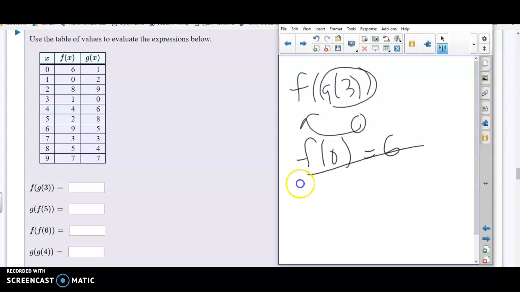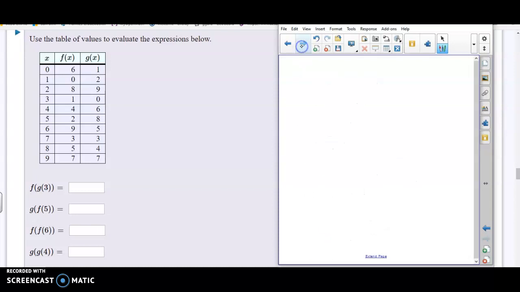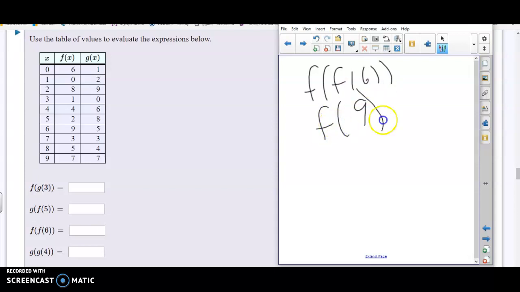Now the next one there is g of f of 5. So f of 5 is going to be 2, and you have g of 2, which is equal to 9. And then you have f of f of 6. So f of 6 is equal to 9, and you do f of 9. f of 9 is equal to 7.